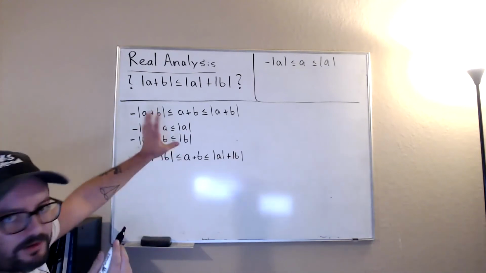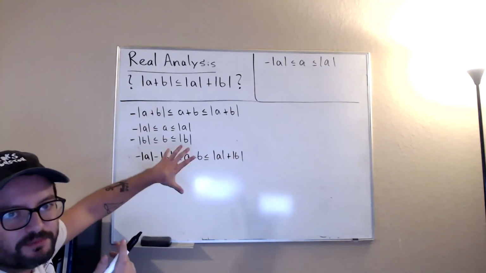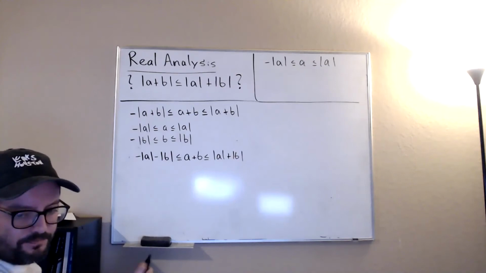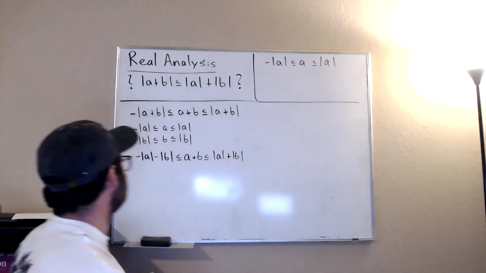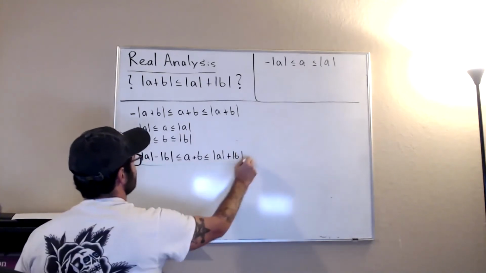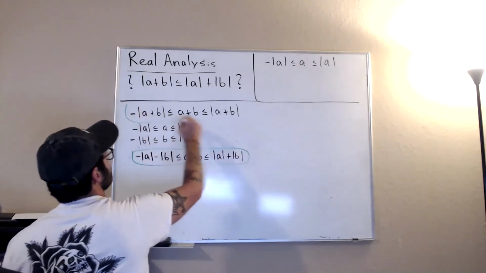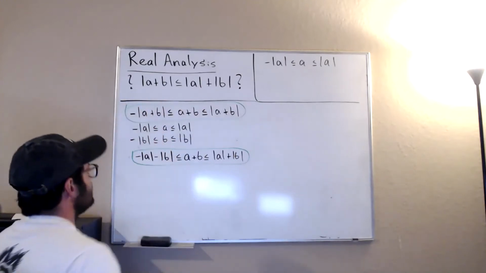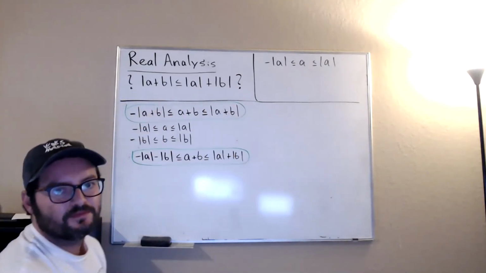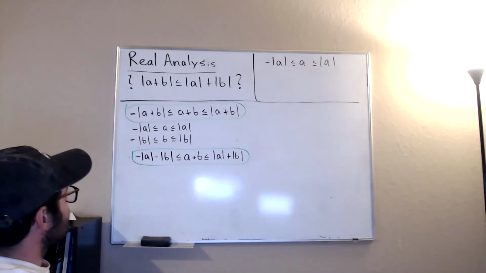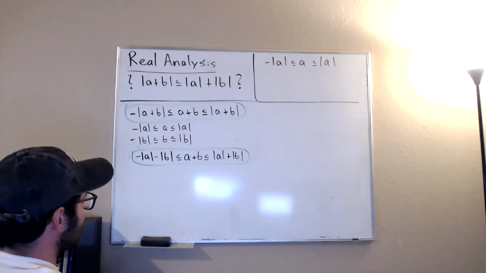So I have all these inequalities. I'm trying to figure out how to string them together somehow. I see that this and this look the most like what I'm trying to show. Right? So, okay.